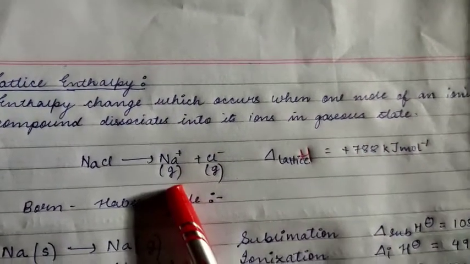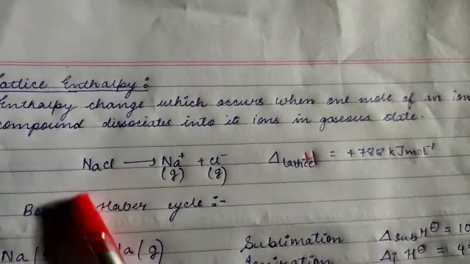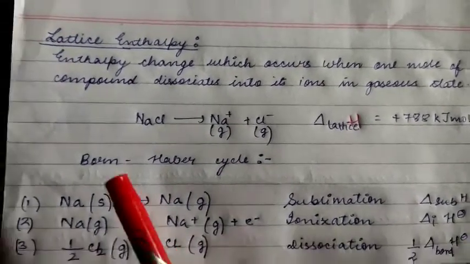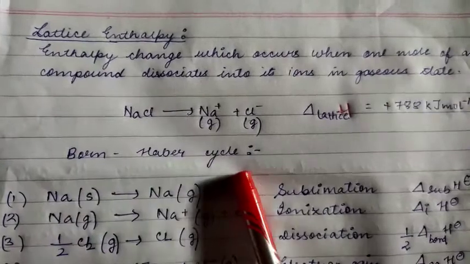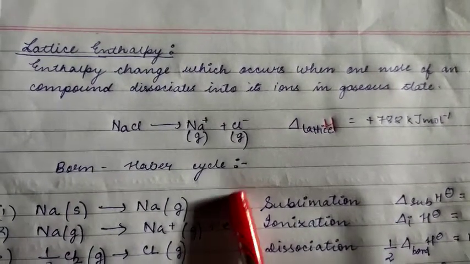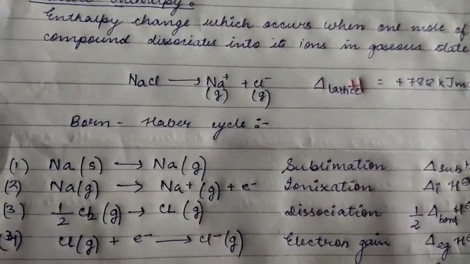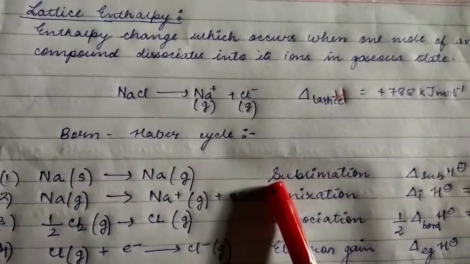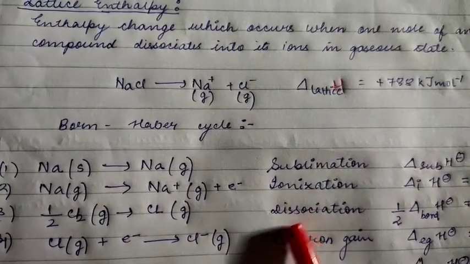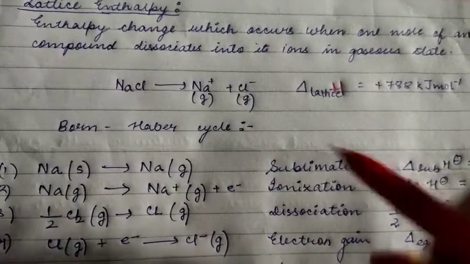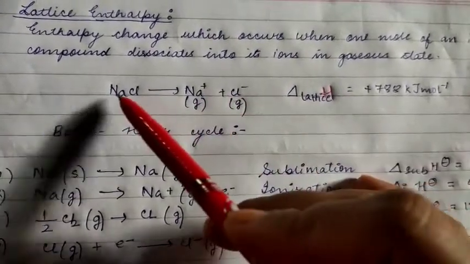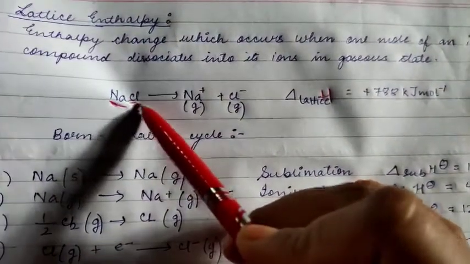Now it is not possible for us to calculate the lattice enthalpy directly. There are various steps involved in order that NaCl is formed. So here you will use the Born-Haber cycle in order to calculate the lattice enthalpy. There are some steps like sublimation, ionization, dissociation, electron gain. Here we will talk about sodium metal and chlorine gas.